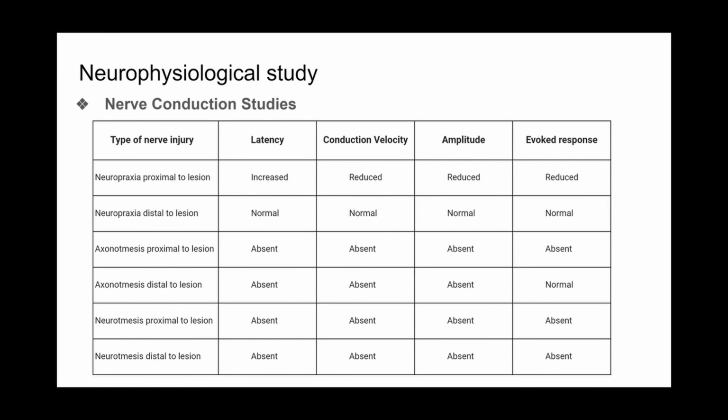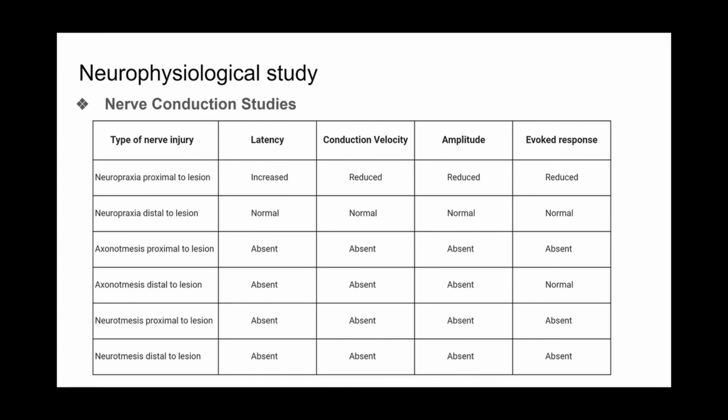This is a table that shows the result of a nerve conduction study in a sensory nerve. In neuropraxia, at a lesion proximal to it, you can see that the latency is increased, the conduction velocity is reduced, and the amplitude will be reduced. However, distal to the lesion, where it is not affected, the latency, conduction velocity, and amplitude will be normal.